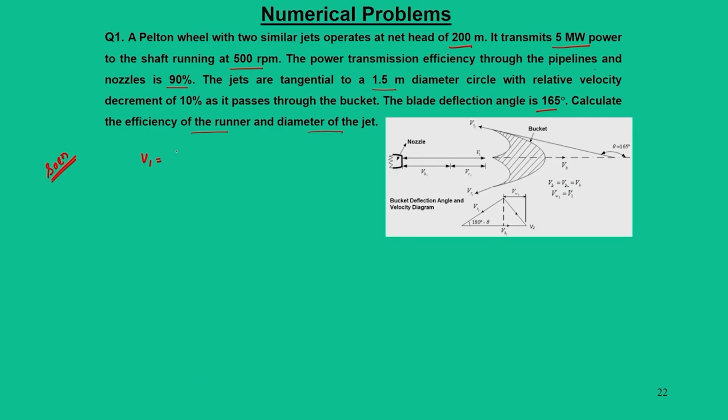That we can quantify as k times square root of twice g h. Now, here h is given as 200 meter. Now, k, we say that there is a relative velocity decrement of 10%, so k can be assumed as 0.9. So, putting this number, V1 is 0.9 times square root of 2 into 9.81 into 200. So, we can find out V1 as 56.4 meter per second.